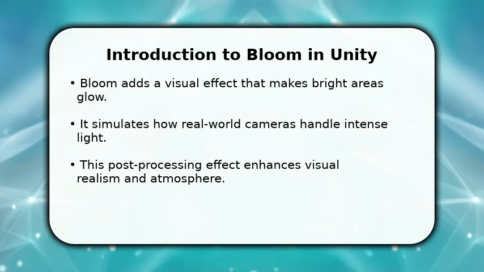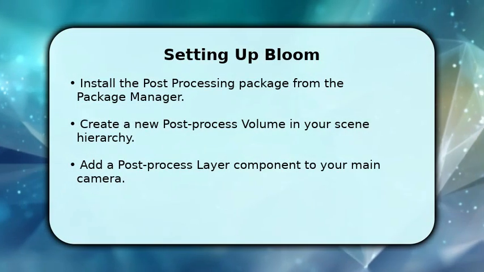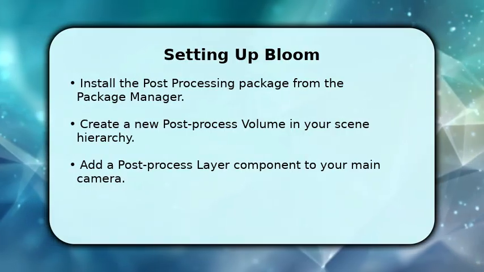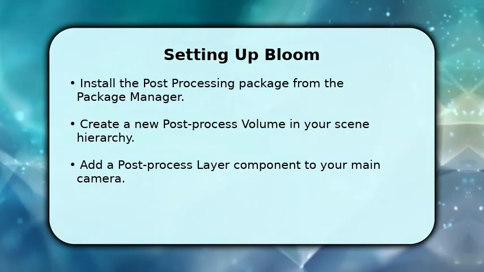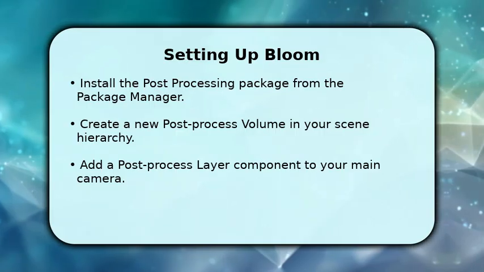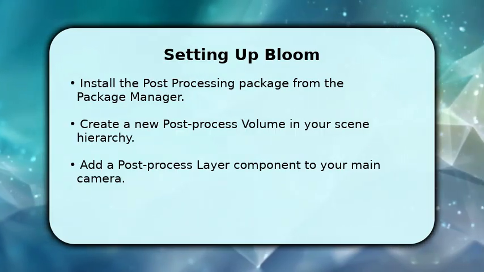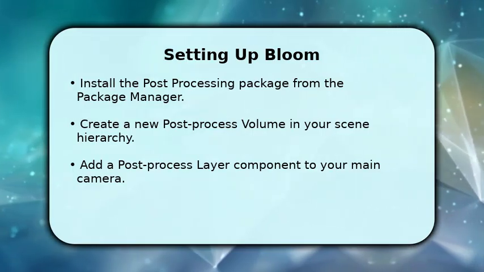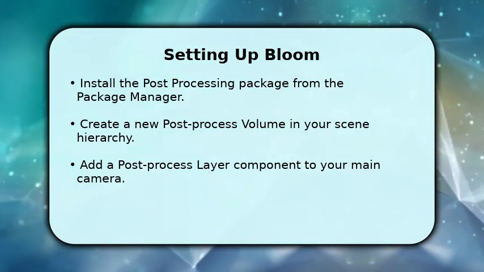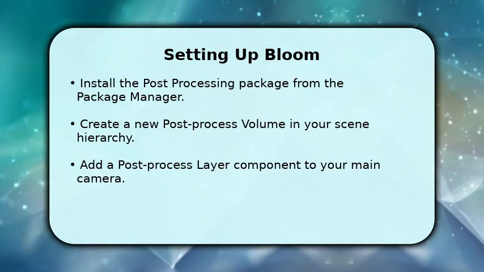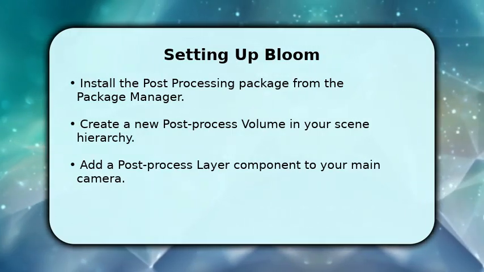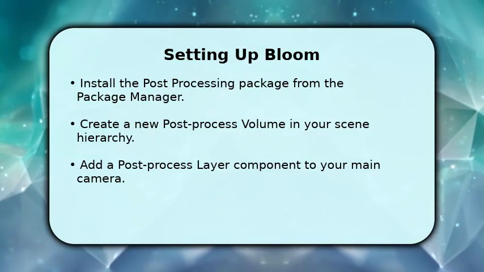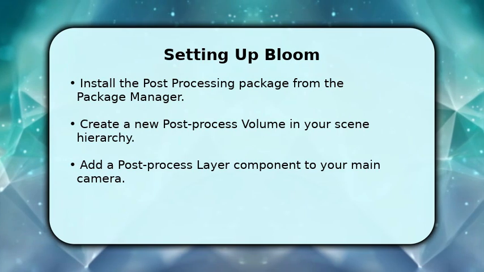Let's dive into setting it up. To begin, you will need to install the post-processing package through Unity's Package Manager. Once installed, create an empty game object in your scene and add a post-process volume component to it. Next, ensure your main camera has a post-process layer component attached. Finally, create a new post-process profile asset, assign it to your volume, and enable bloom within that profile. These steps lay the groundwork for bringing this stunning effect to life in your project.